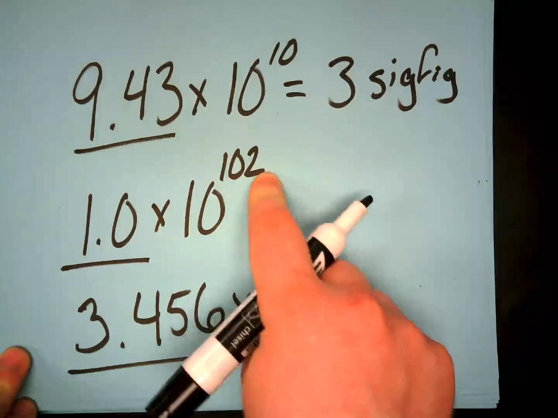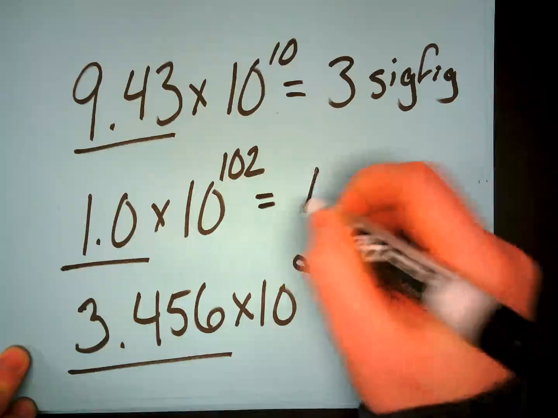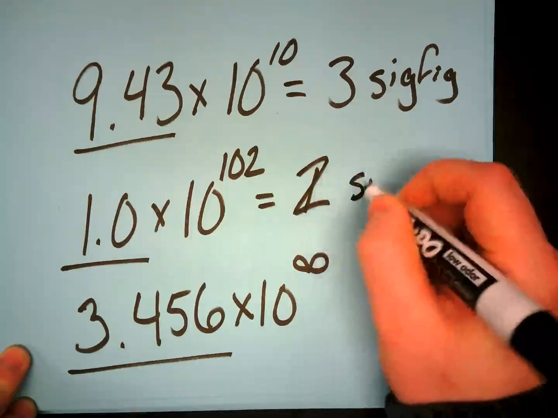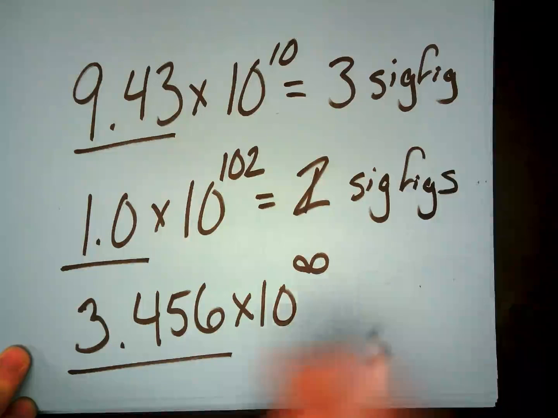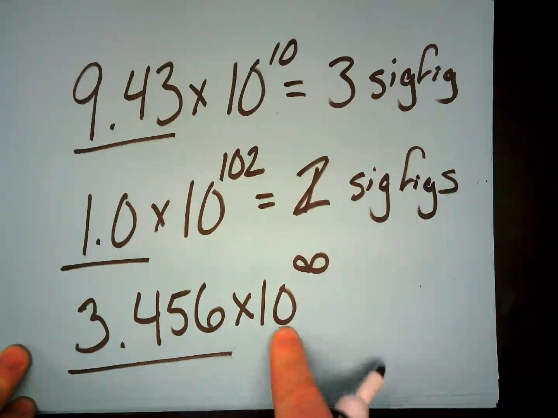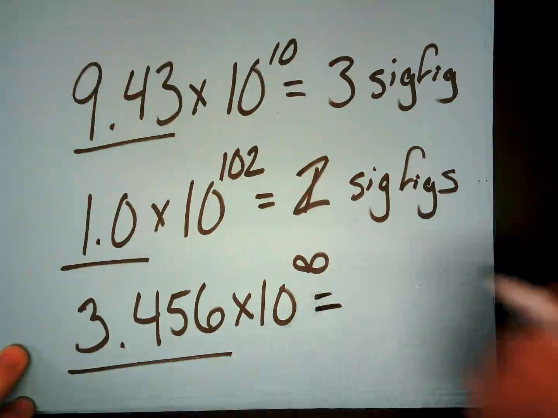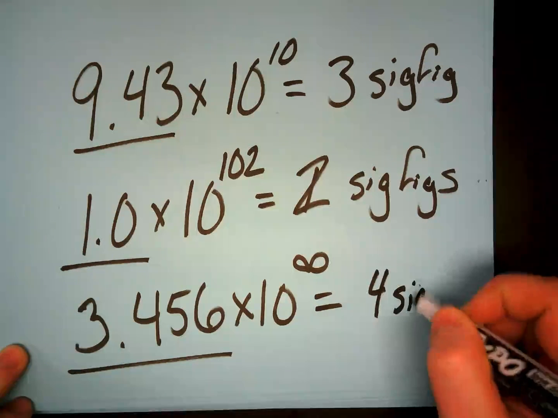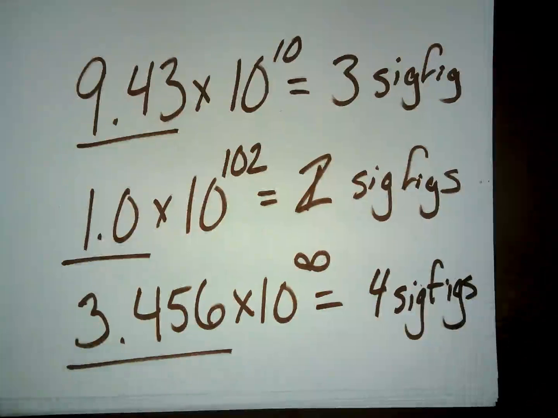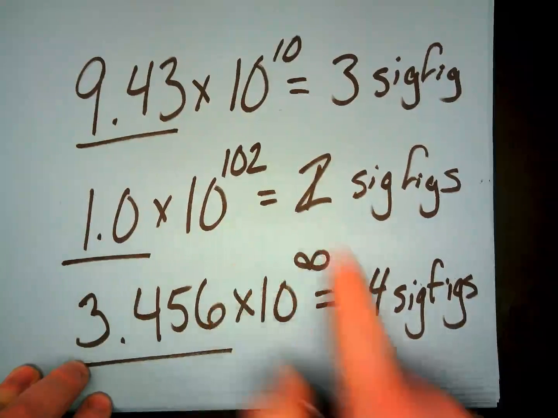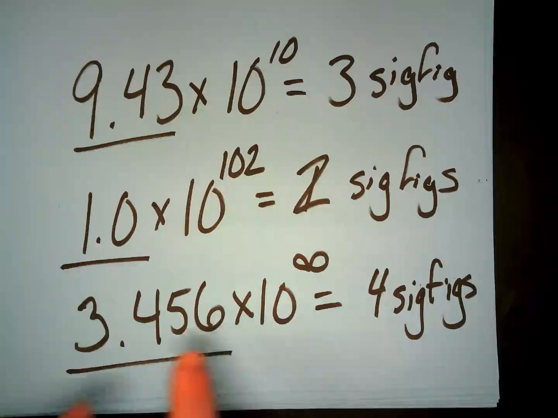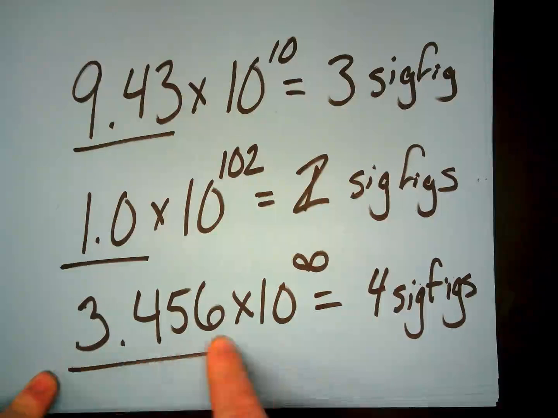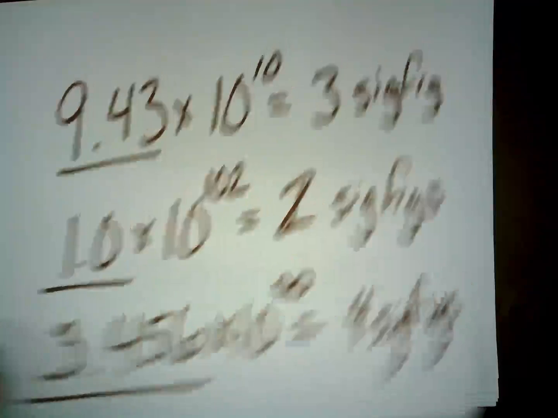1.0 times 10 to the 102nd power. Oop, not 1, but 2 sig figs. 3.456 times 10 to the infinity power: 4 sig figs. Okay? It does not matter the power in which we are associating our exponent with the multiple of 10, meaning this little operation right here, we just don't care about it when we're figuring out the number of sig figs. We only care about those values.